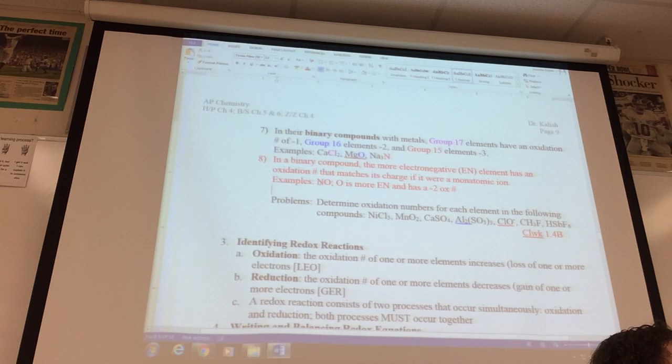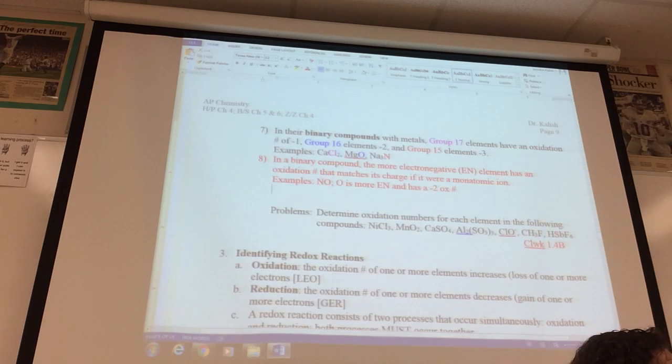So if you consider nitrogen monoxide, oxygen is more electronegative. What charge does an oxide ion have? If you had an oxide ion, what's its charge from group 16? 2 minus, right? So the oxidation number of oxygen here is -2. The sum of the oxidation numbers together has to be 0. So what is nitrogen in this case? Okay, and that's how we're going to work it.